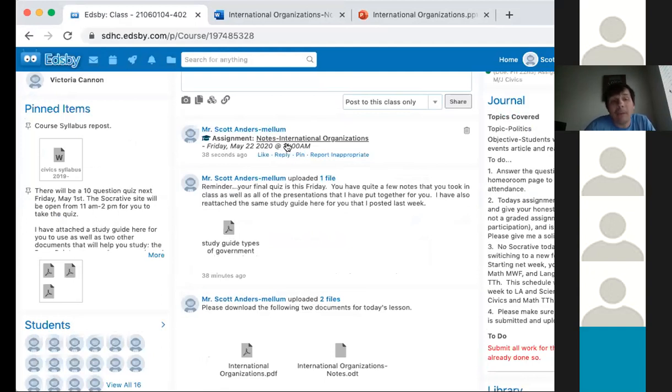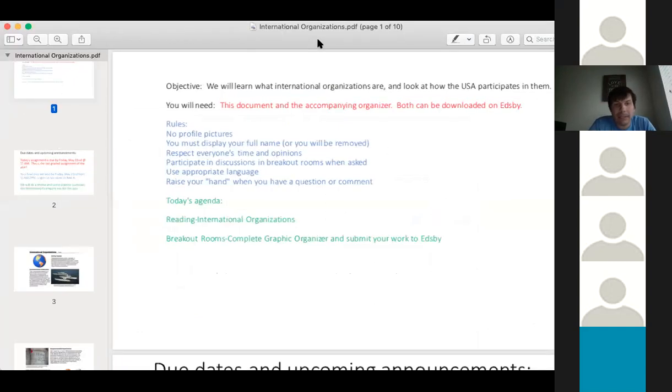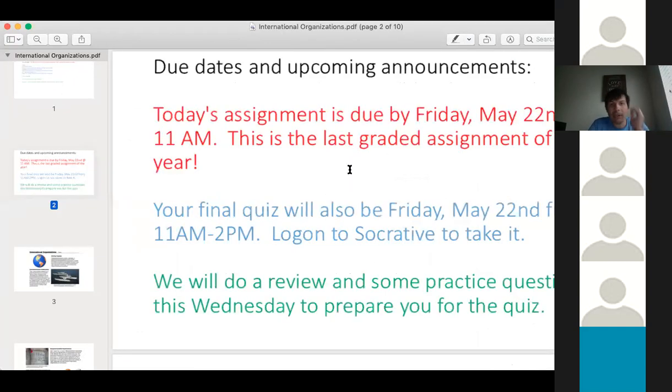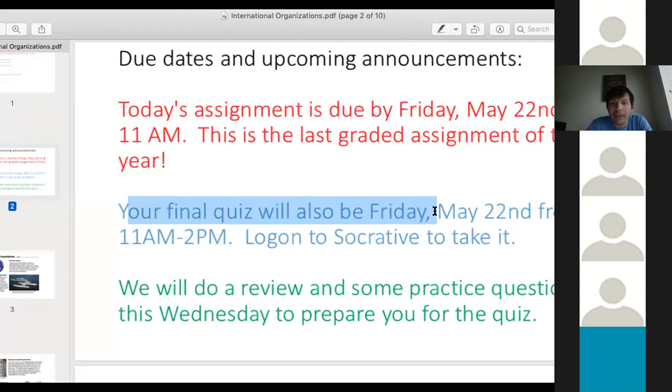We've done these assignments before in the past. The way that today is going to work, we're going to read just a little bit, and then you guys are going to be in breakout rooms to work on your stuff, and that'll be the entire class. So you see here, reminder, today's assignment is due by Friday, which is the 22nd, at 11 a.m. You have a quiz Friday, May 22nd, from 11 a.m. to 2 p.m. on Socrative.